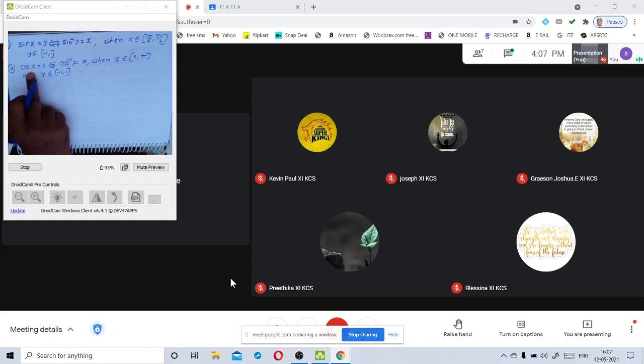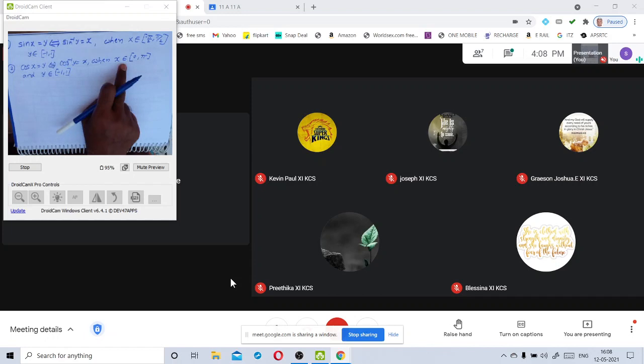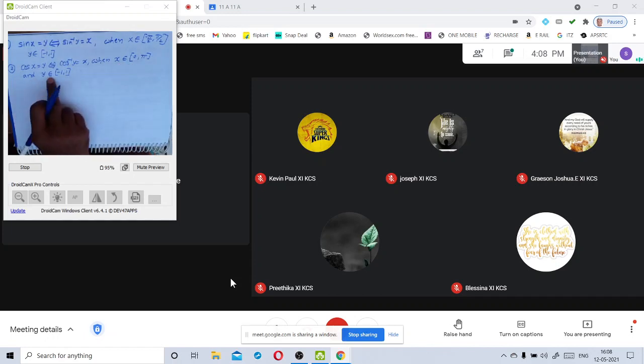We can write this trigonometric equation as an inverse trigonometric equation like this: cos x is equal to y implies cos inverse y is equal to x when x belongs to the closed interval 0 comma pi and y belongs to the closed interval -1 comma 1.